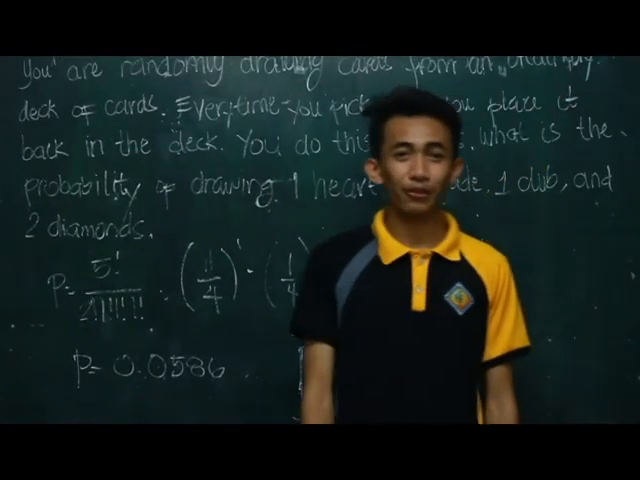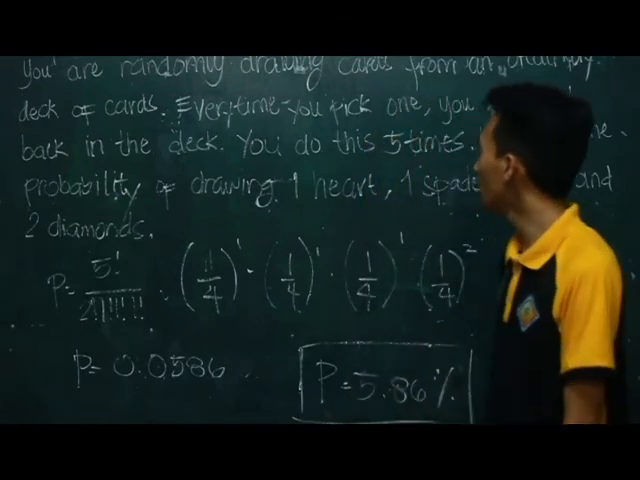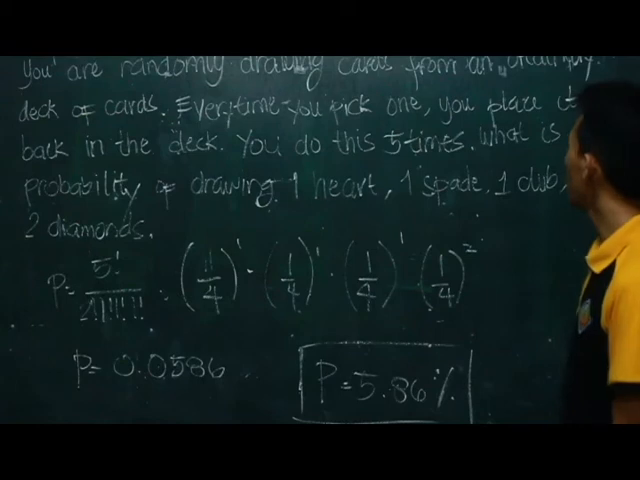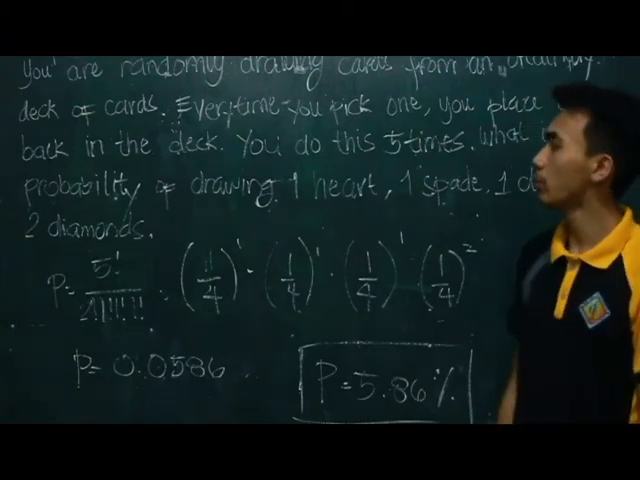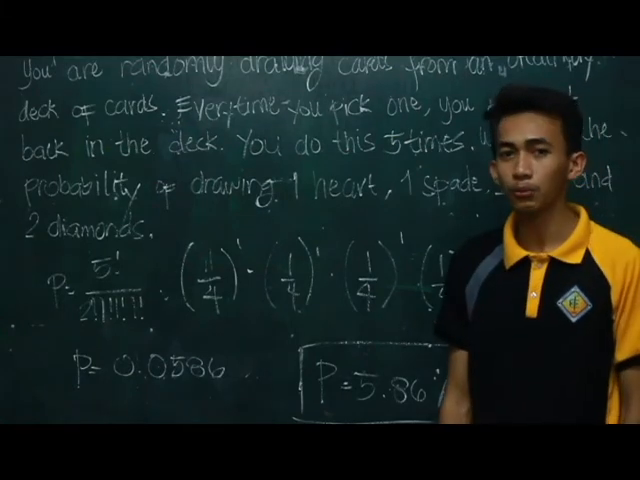Another problem we encounter with multinomial distribution states: you're randomly drawing cards from an ordinary deck of cards. Every time you pick one, you place it back in the deck. You can do this 5 times. What is the probability of drawing 1 heart, 1 spade, 1 club, and 2 diamonds?